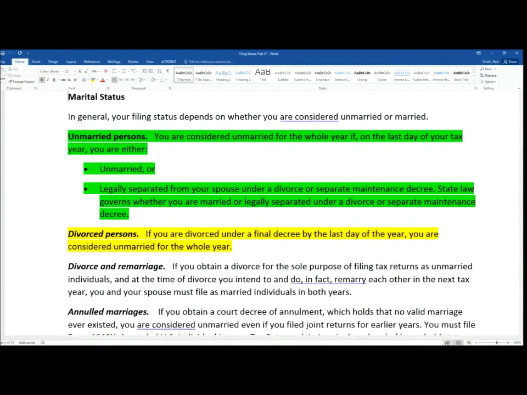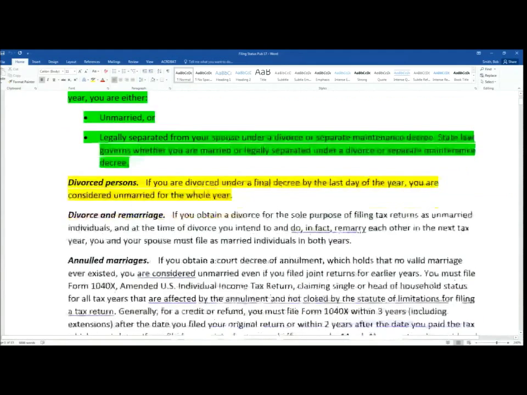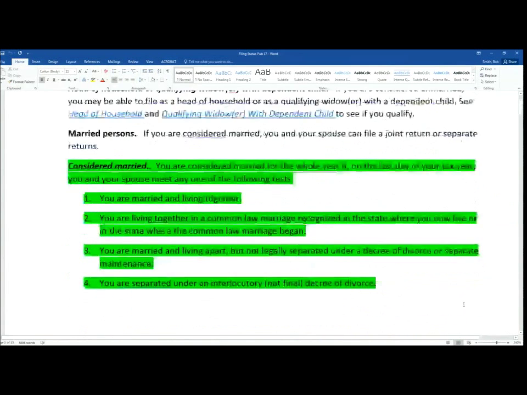What do we know about family law, right? Probably not much at all. I know I wouldn't know much about it. Divorced, by the last day of the year, you're considered unmarried the whole year, kind of similar to what we were talking about with the baby who was born late in the year, kind of the same situation.